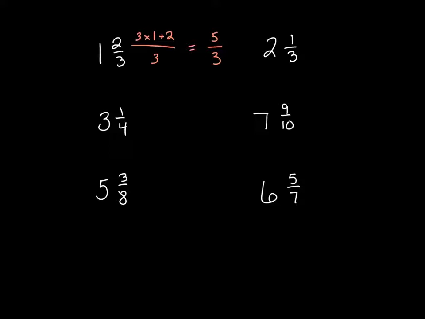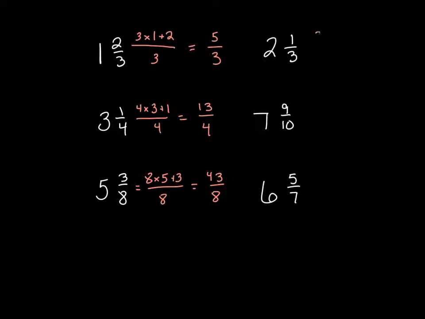All right, let's do our next example. The denominator is 4 times the whole number part, which is 3, plus the numerator, which is 1. You keep the denominator. So 4 times 3 is 12, plus 1 is 13. So that would be 13 over 4. The next example, 8 times 5 is 40, plus 3, which is 43. Again, notice my denominator is not changing.